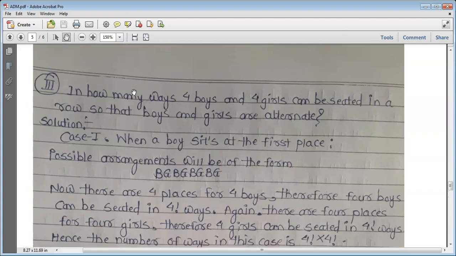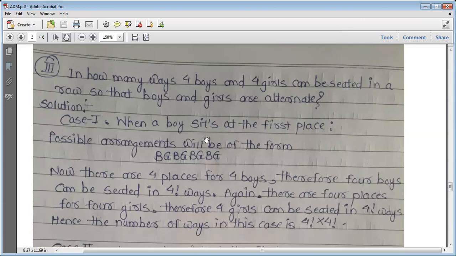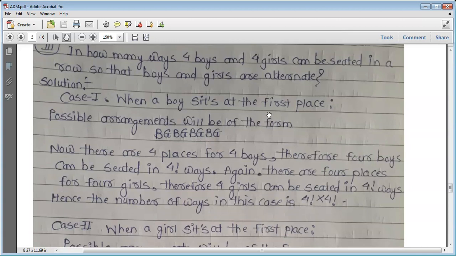Next example is: in how many ways can 4 boys and 4 girls be seated in a row so that boys and girls alternate? There are two possibilities: when a boy sits at the first place, and the second possibility is when a girl sits at the first place. Let us take the boy sitting at the first place.